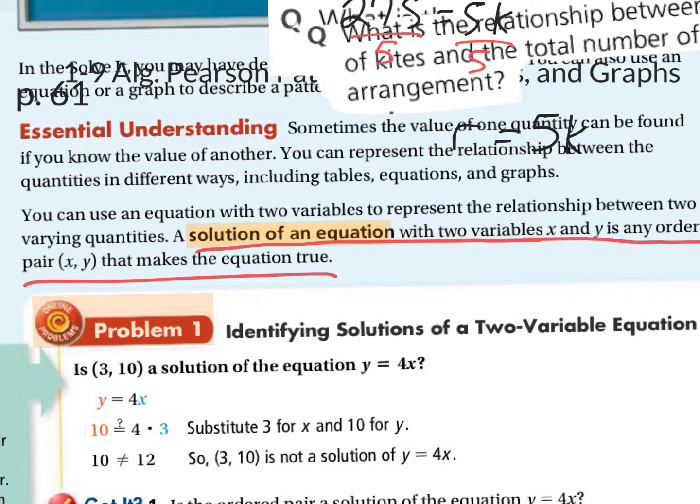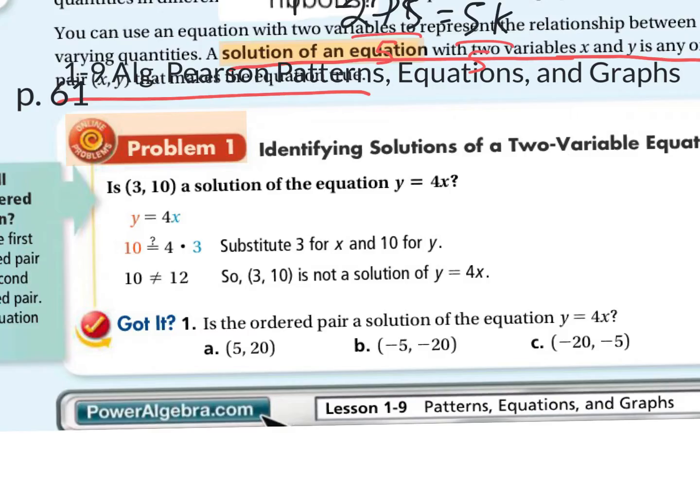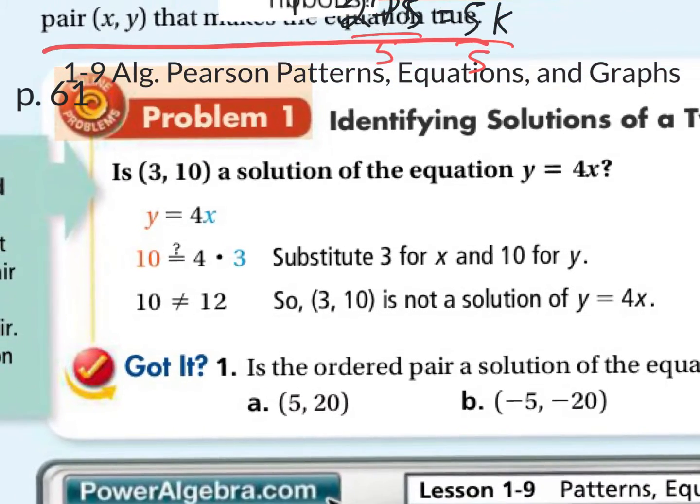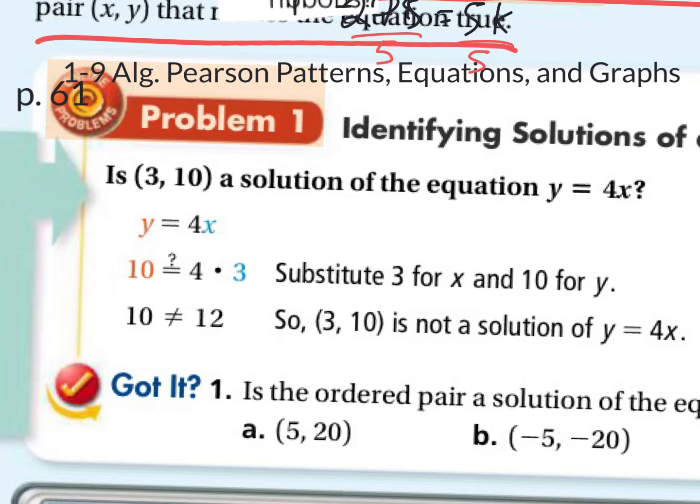So if you look at problem 1, they're asking, is (3, 10) a solution of this equation? So all we're going to do is substitute into the equation. One thing you may want to do is just mark which one's x and which one's y. Okay, this is an ordered pair, like if we were graphing a point. So the 3 is the x, the 10 is the y. Substitute those into the equation and see if it works.